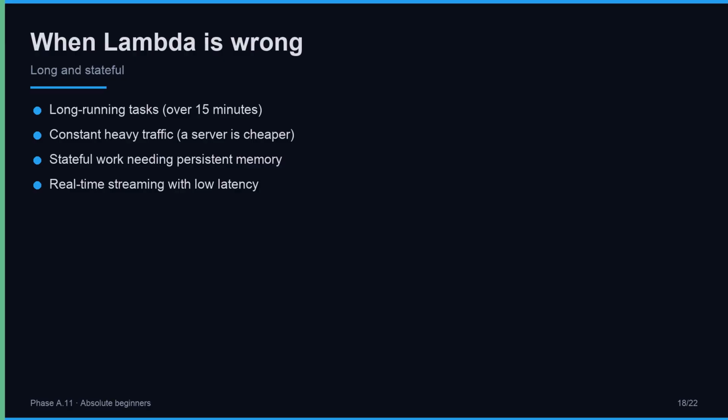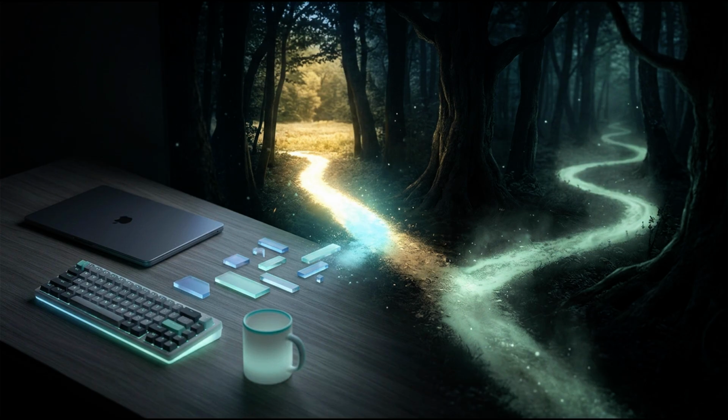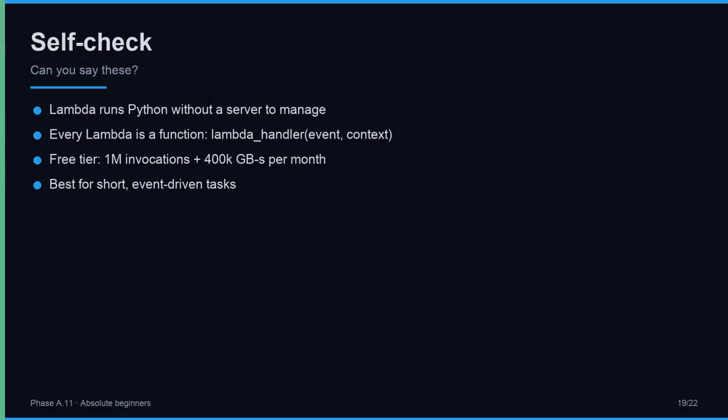Not long, not stateful. Lambda is brilliant for short, event-driven tasks. It is the wrong tool for long, heavy, stateful work. Knowing the difference matters. Right tool, right job. Quick self-check. Can you explain in one sentence what serverless means? Can you write the signature of a Lambda handler from memory? Can you state the two parts of the Lambda free tier? Can you name two situations where Lambda is the wrong choice? If any feels shaky, rewatch the matching part.